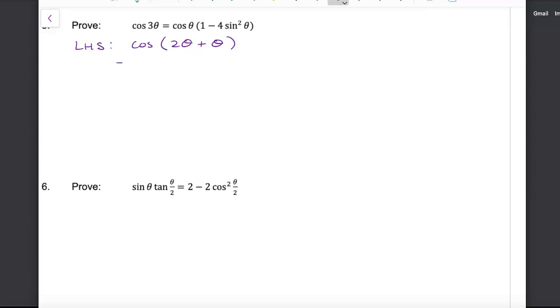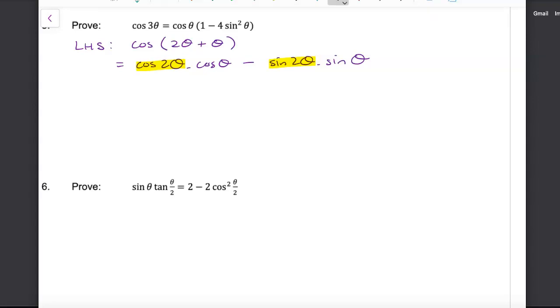So I'm actually just going to use the compound angle identity first here. So this is going to be cos 2 theta times cos theta. And it's a plus, so it's going to become take sine 2 theta times the sine of theta. So now I've used the compound angle identity for cosine. I'm going to use the double angle identities for the cos 2 theta and the sine 2 theta.